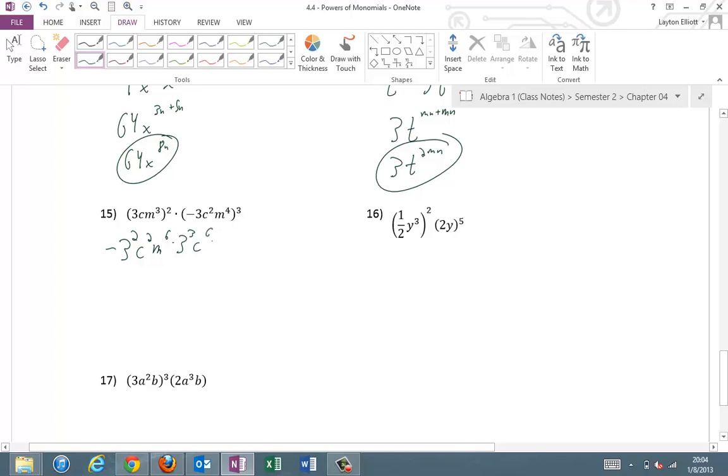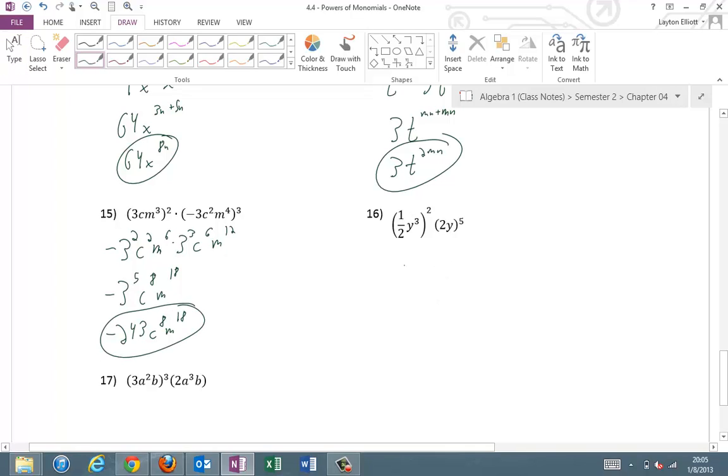C to the 6th, m to the 12th. Then I have negative 3 cubed and 3 squared. This is why I kept it like that. 3 to the 5th, c to the 8th, m to the 18th. 3 to the 5th is 243, so I have negative 243, c to the 8th, m to the 18th.